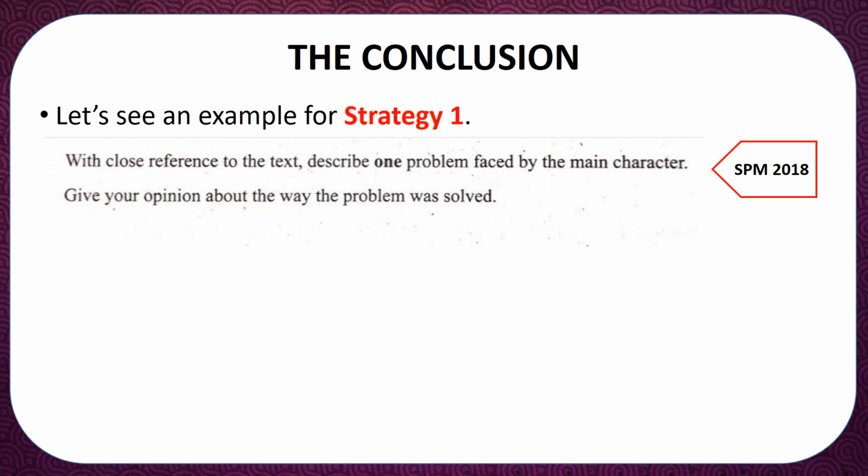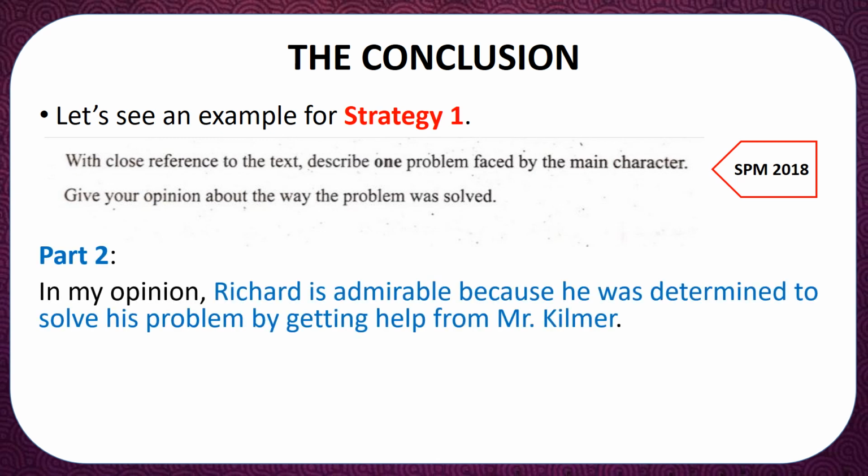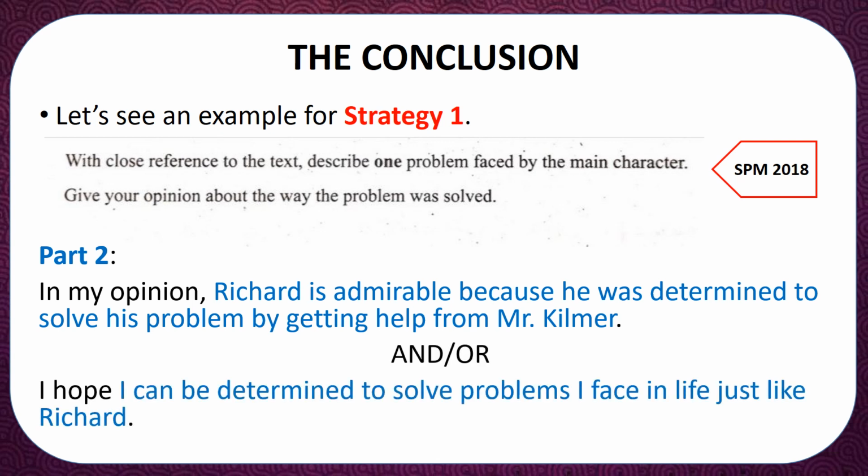For part 2, you need to write your opinion, and your hope. So for your opinion, it will sound like this. In my opinion, Richard is admirable because he was determined to solve his problem by getting help from Mr. Kilmer. For your hope, it will sound like this. I hope I can be determined to solve problems I face in life just like Richard. So opinion, you talk about your opinion regarding the situation you have talked earlier in your answers. And then hope is about yourself. Will you be like Richard? Can you be like Richard?